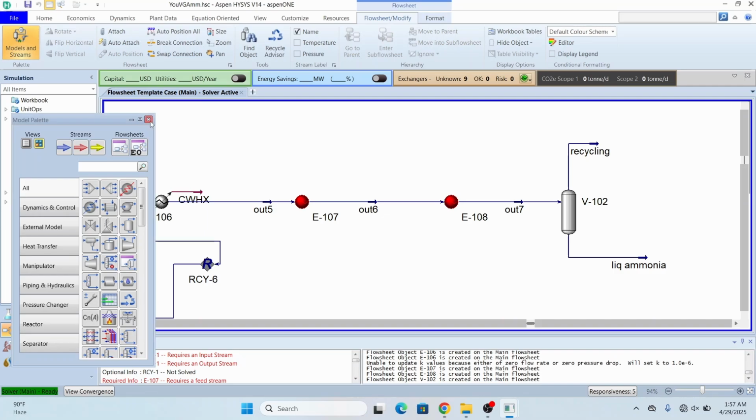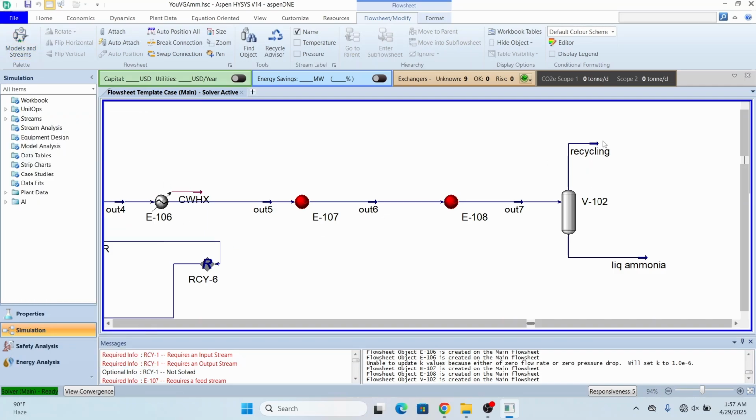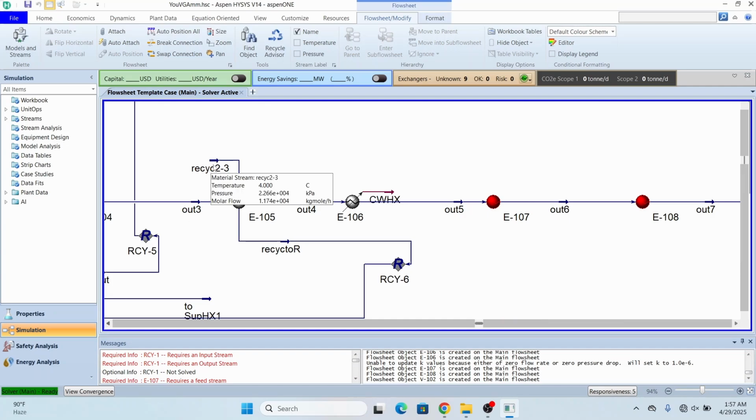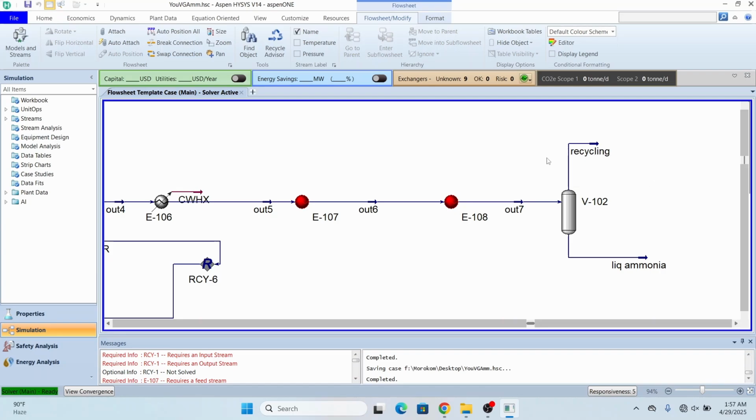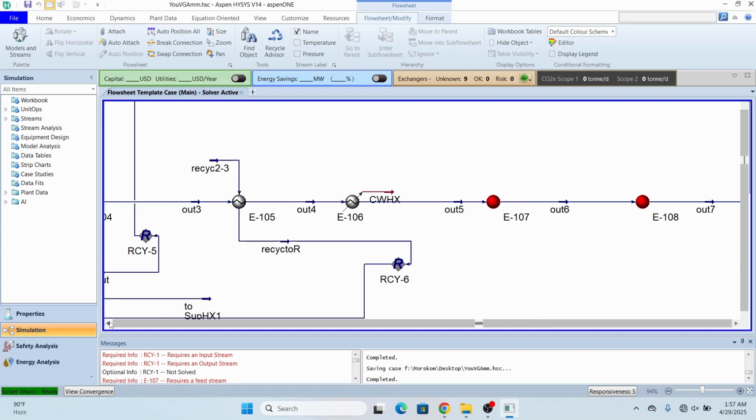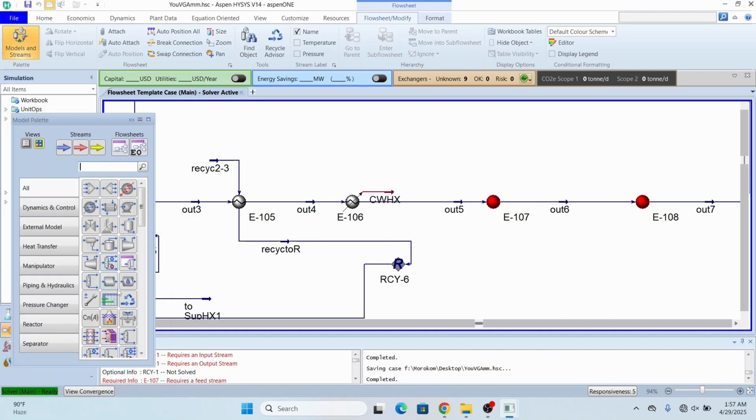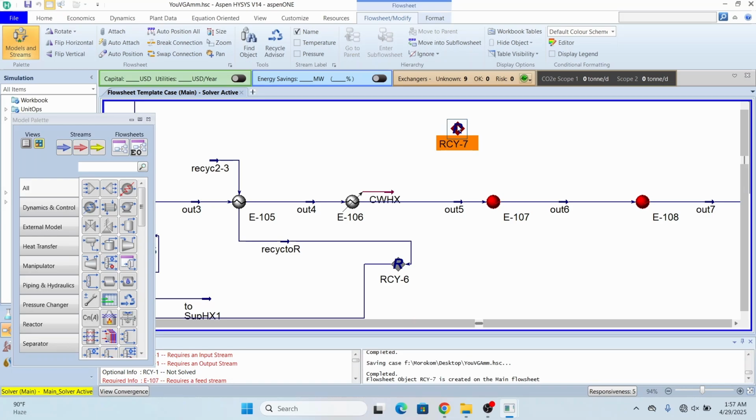Again, we have to connect this recycling gases stream with this stream. So I have to connect this recycling stream with this stream. That is the last thing in the scope of this video. So I will place a recycle over here, and double click on it.